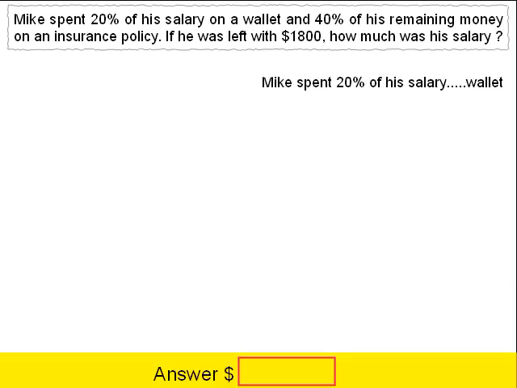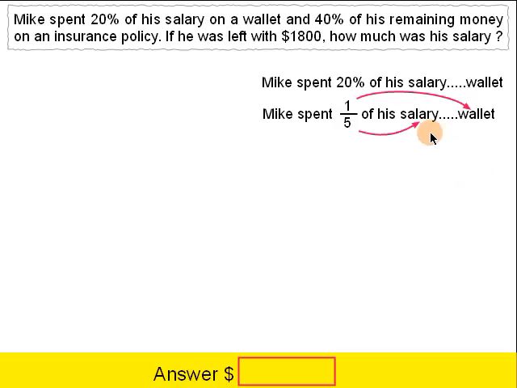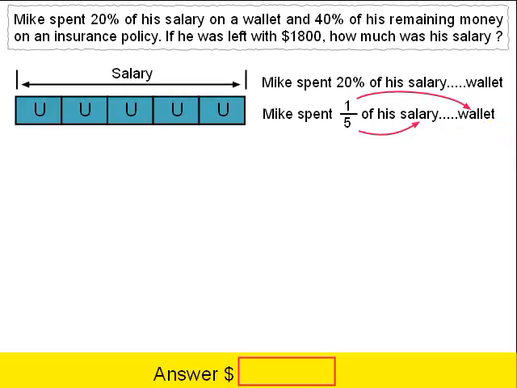Firstly, 20% can be expressed as 1/5. So we convert it into fractions. Mike spent 1/5 of his salary on wallets. The denominator 5 represents his total salary, and 1 represents the wallets. So we draw 5 equal units to represent his salary, and 1 unit has been used for the wallets. And then he got a remaining of 4 units.